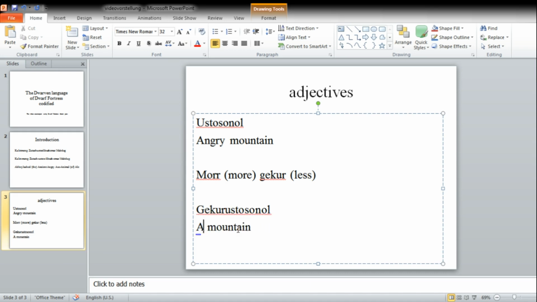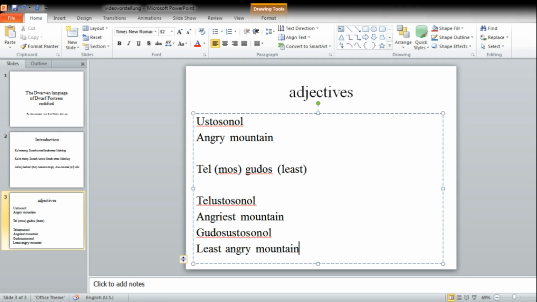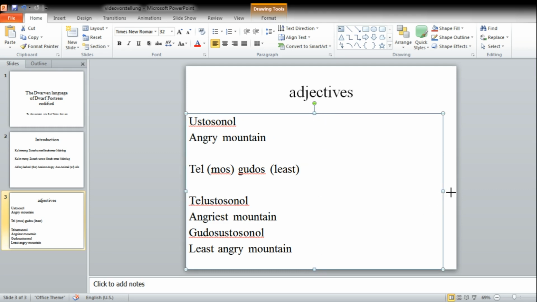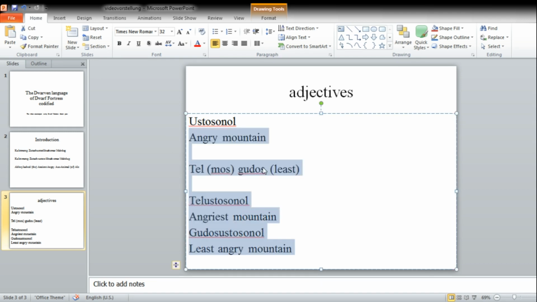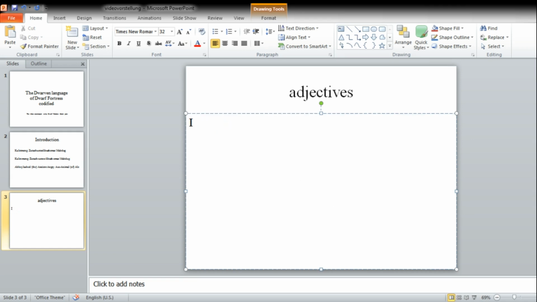And this is less angry mountain. And if you wanted to use a superlative form, angriest, most angry, then you use the adjectives tel or goudos. Tel means most, and goudos means least. So, telostosono means angriest mountain, while goudos ustos onol means least angry mountain. So you just add more adjectives to make them superlative or, what's the other one? Comparative. Okay, and again, this is all written in the forum post, and I recommend you read the forum post as well. This is meant to accompany the forum post, not replace it. Really should have written a script for this.